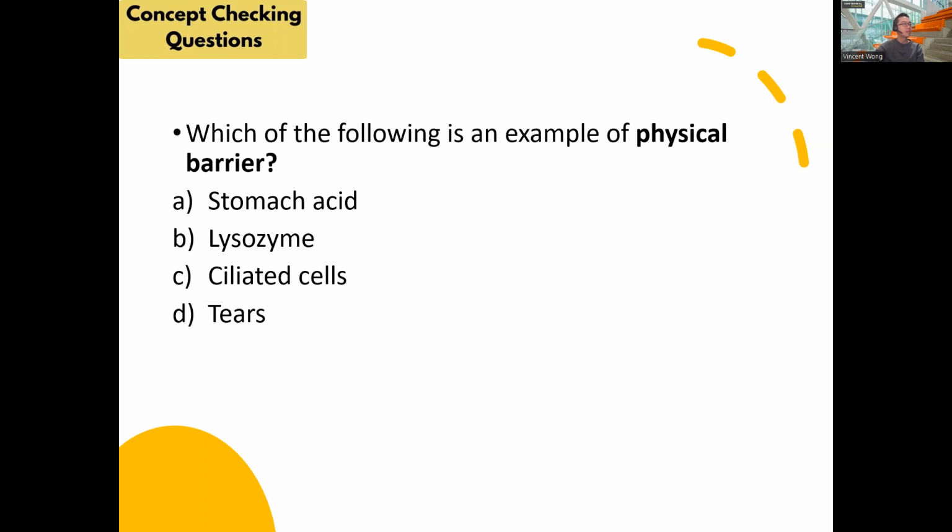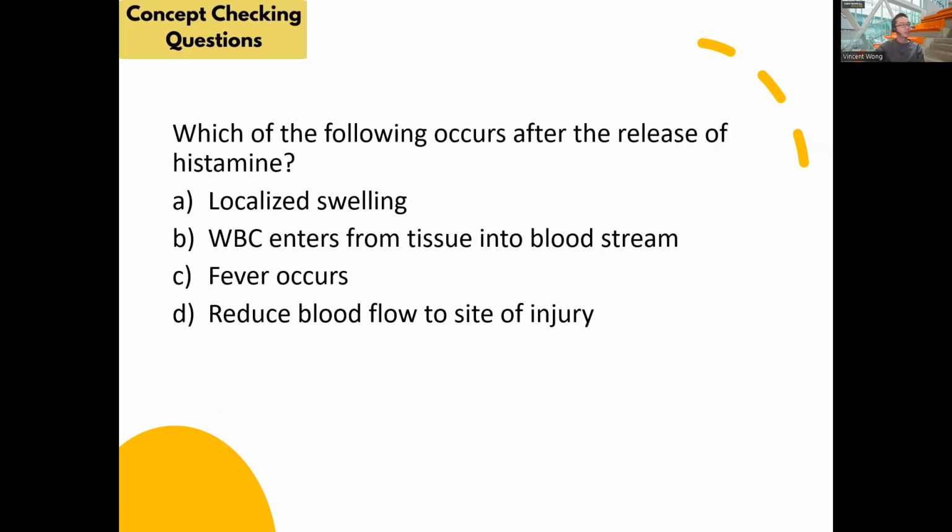Okay. Yeah, most of you got it right. The ciliated cells, that's physical barrier. All the other ones, stomach acid, lysozyme, tears, which contain lysozyme, they are examples of chemical barriers. They are secretions, right? Anytime you need to secrete some kind of fluid, that's chemical barrier. Let's try another one here.